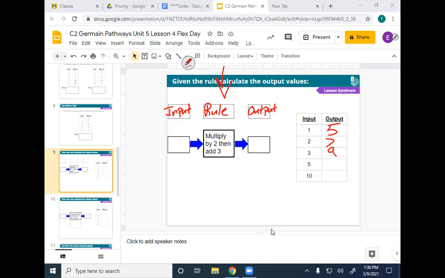Very good. Input of 5. What are we going to get for an output? 13. What do we think? I love it. Nice job. Fantastic. Last one here. An input of 10 is going to give me an output, Billy, of 23. Kaylee B, what do we think? Agree? We agree? Very nice. Look, I thought I was going to trick you guys.